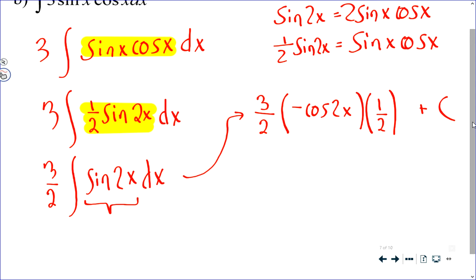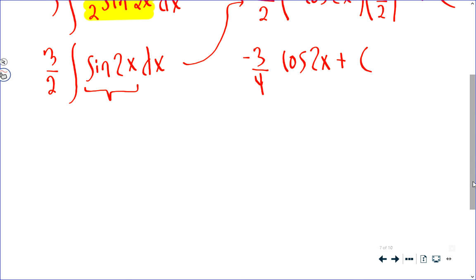Let's just double check something. What we're getting here is 3/4, and it is negative cos of 2x plus a constant. All right, now if this is the answer, then when we differentiate it, we have to get the original integrand because we were anti-differentiating the integrand.